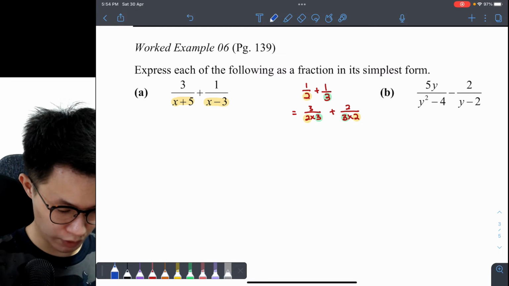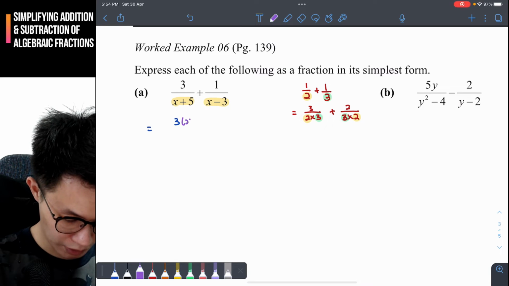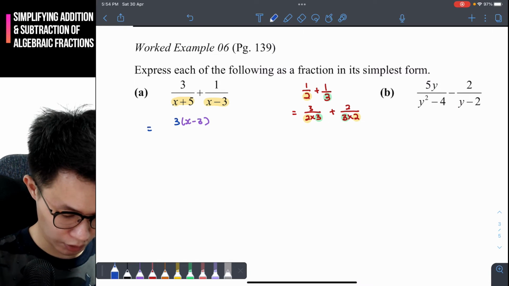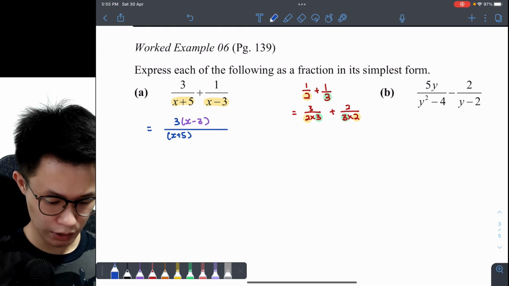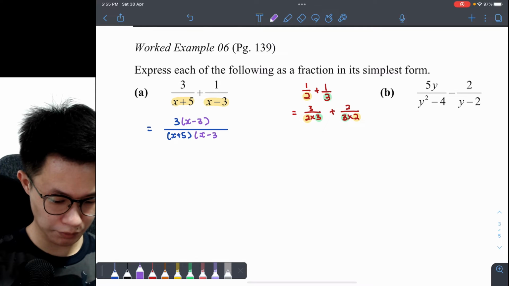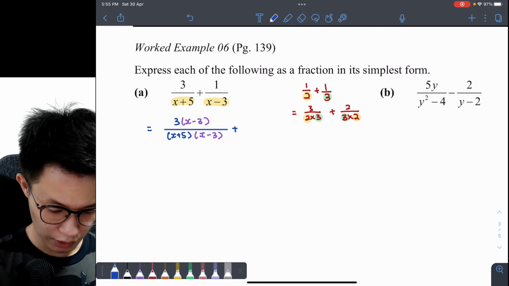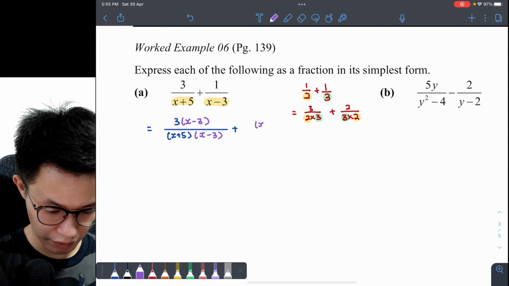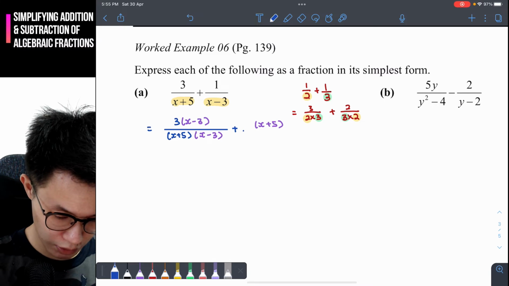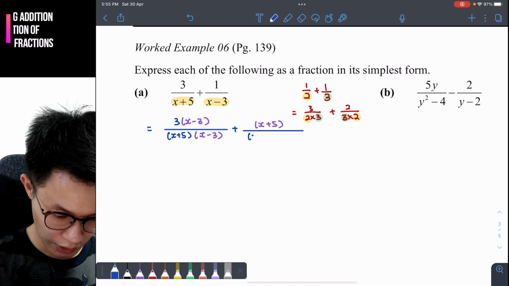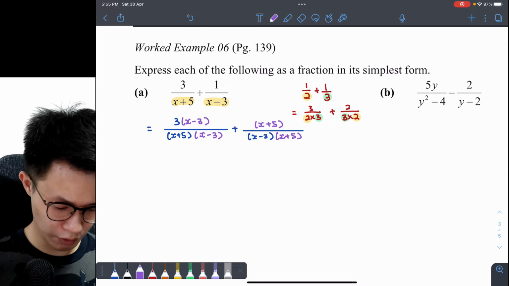So for this question, I'm going to multiply x minus 3 to the first fraction, and what I'll have at the bottom will be x plus 5 times x minus 3. This process is quite similar to what we did just now, and this one as well. I'm going to multiply x plus 5 to 1, and our denominator would be x minus 3 times x plus 5. Can you see what's happening here?